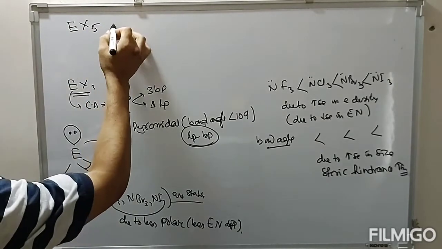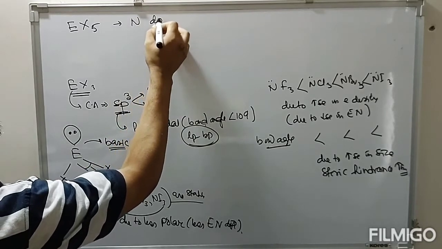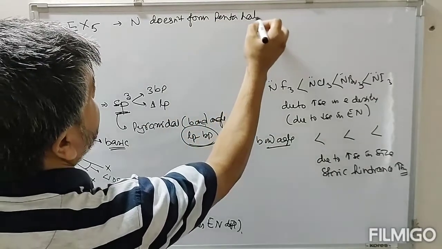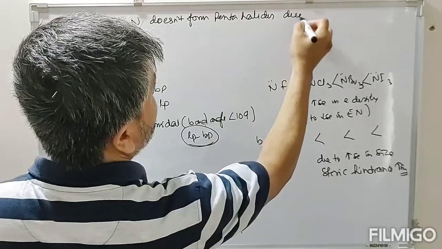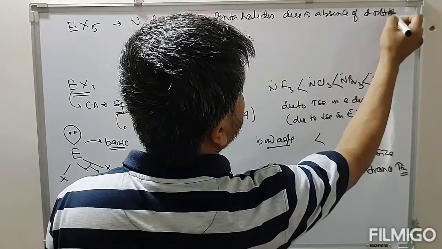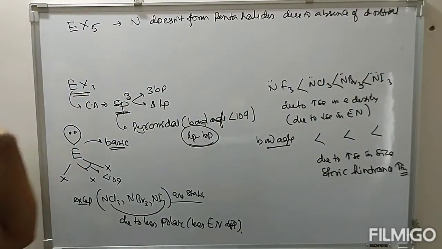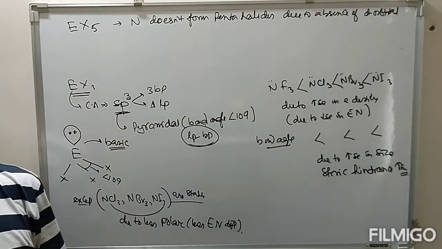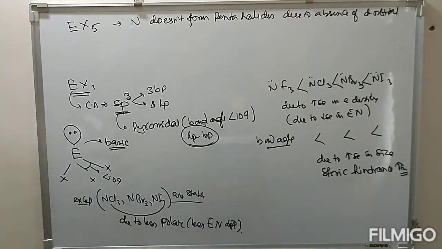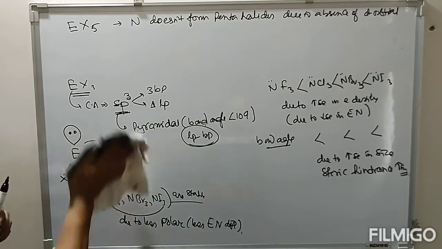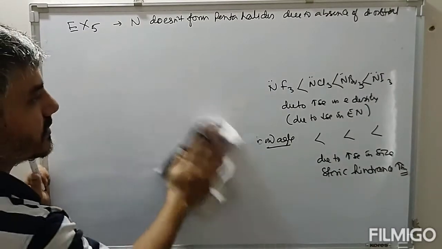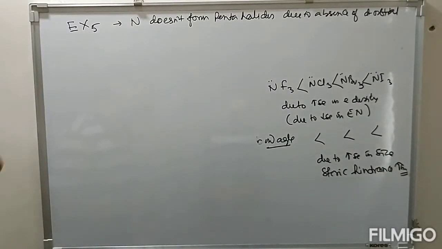Now coming to pentahalides, EX5, nitrogen does not form pentahalides due to absence of d orbital. So nitrogen cannot undergo expansion of octet due to absence of d orbital, whereas the rest of the elements, due to the presence of vacant d orbital, can undergo expansion of octet. So this pentahalide is formed by all elements except nitrogen. As I told you, nitrogen does not have d orbital, so this cannot undergo expansion of octet.